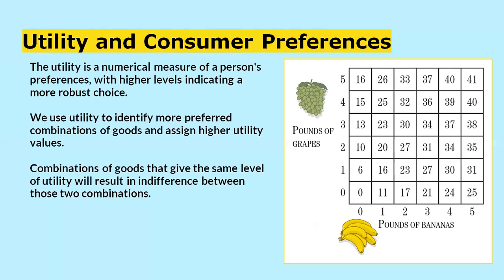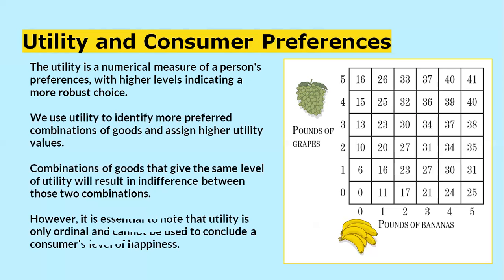Combinations of goods that give the same level of utility will result in indifference between those two combinations. However, it is essential to note that utility is only ordinal and cannot be used to conclude a consumer's level of happiness.